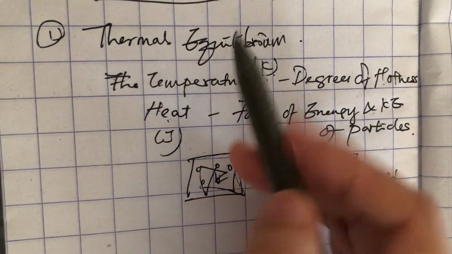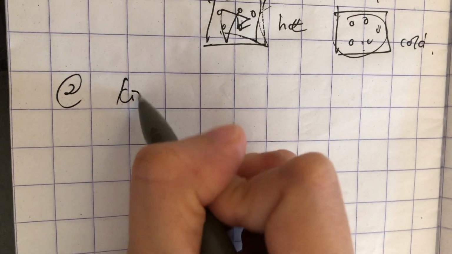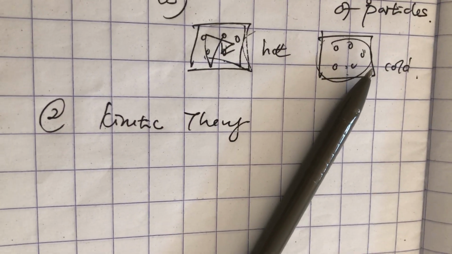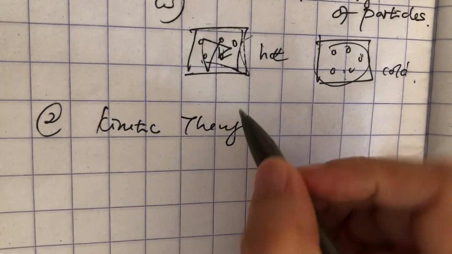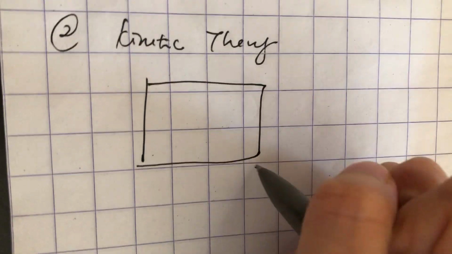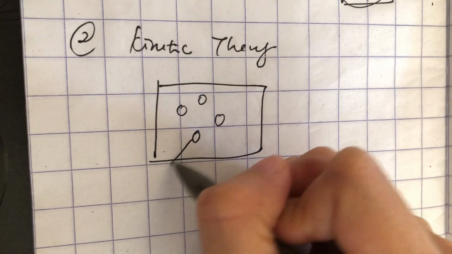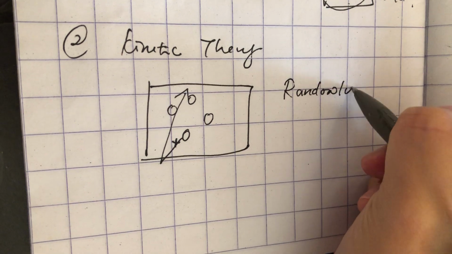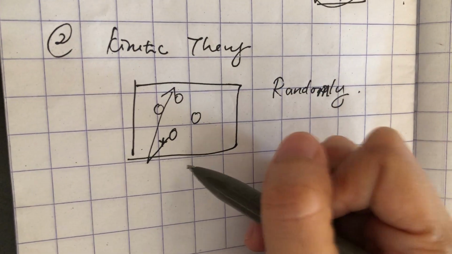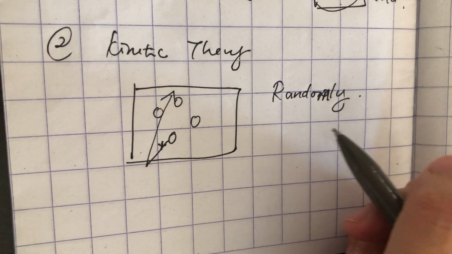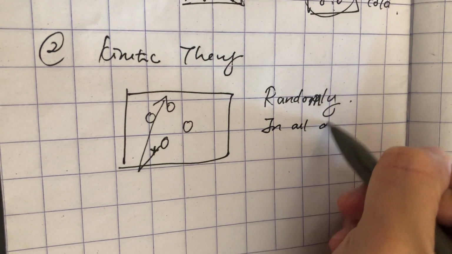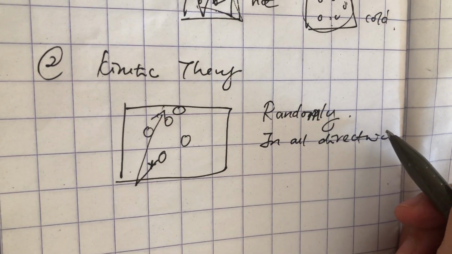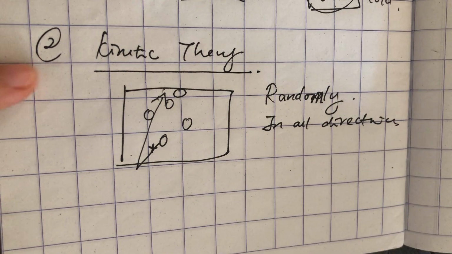Before we go to thermal equilibrium, we have to understand the kinetic theory of particles. That is also not new to you, because you learned it in Form 2. Kinetic theory says that, let's say I have a closed container, all the particles inside move randomly. This is what we call Brownian movement. Randomly means that you cannot predict the direction, how it moves, or the velocity. It moves randomly in all directions, and when it collides with the wall of the container, it collides elastically.